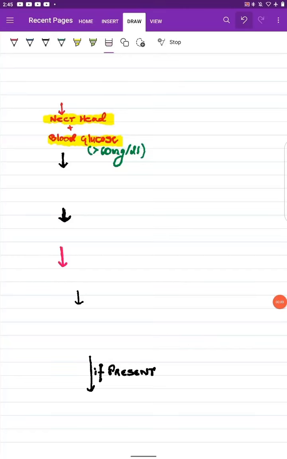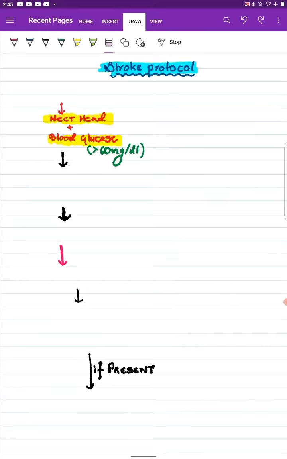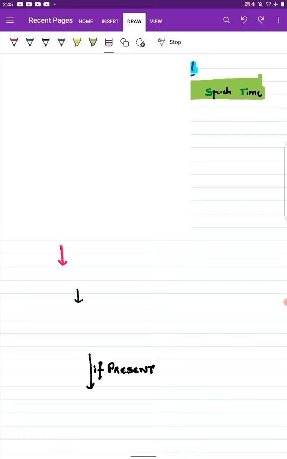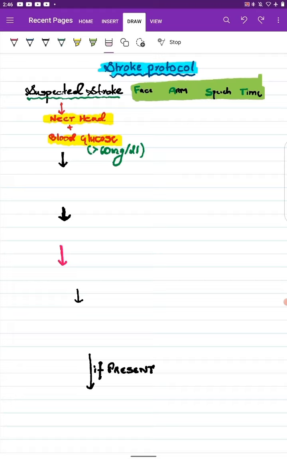Let's talk about stroke protocol. That is what we do when we suspect a patient has come with stroke. Whenever we suspect a patient with a stroke, we can do that with the help of the mnemonic FAST. That is, we have to look at facial weakness, arm weakness, slurred speech, and we have to look for the time since when it started.